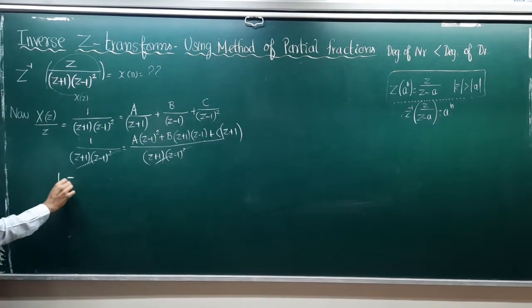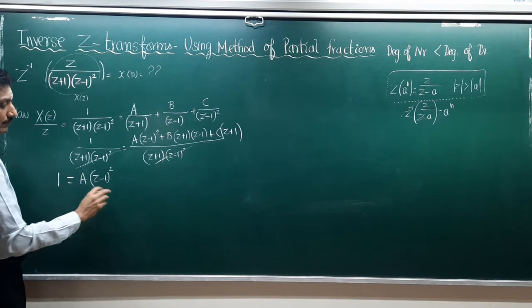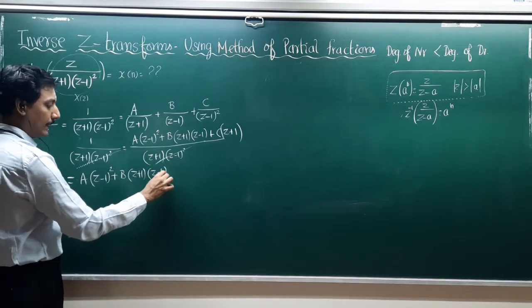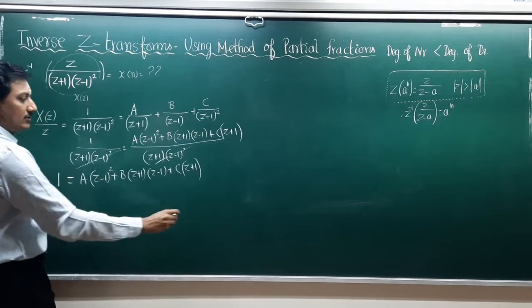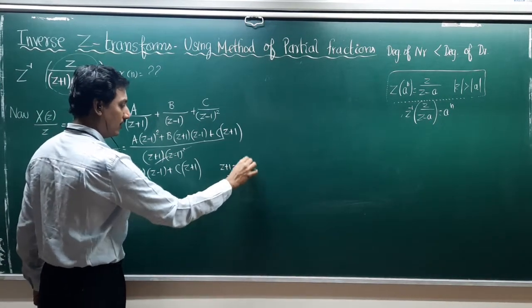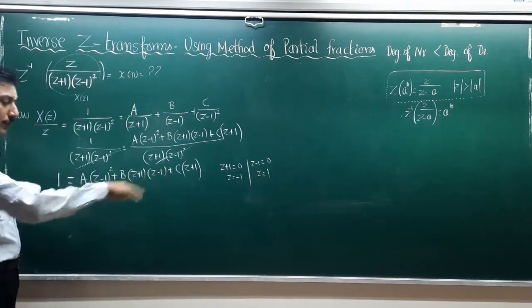Cancel on both the left hand side and right hand side. So 1 equals A into (z minus 1) whole squared, plus B into (z plus 1) into (z minus 1), plus C into (z plus 1). So once again, there are two factors here. One is z plus 1; if I make it 0, we get z equal to minus 1. And the other one is z minus 1 equal to 0, that means we get z equal to 1.